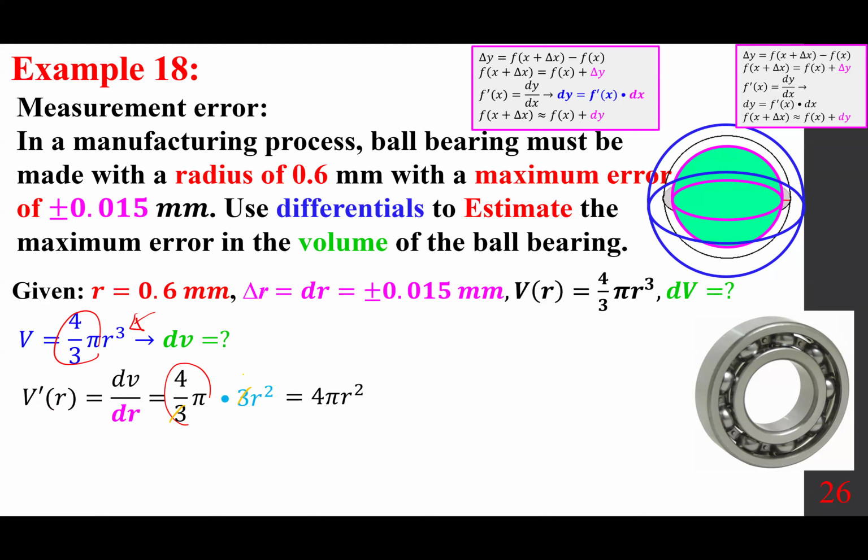What is dV? dV would be the same thing times dr. So dV is 4 pi r squared times dr. So replace the r with 0.6 and dr with plus or minus 0.015. So we get 4 pi times 0.6 quantity squared times plus or minus 0.015.